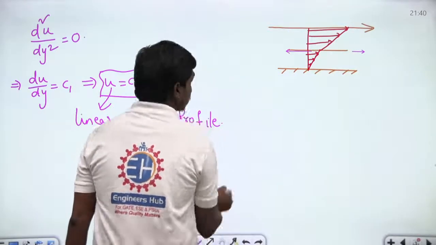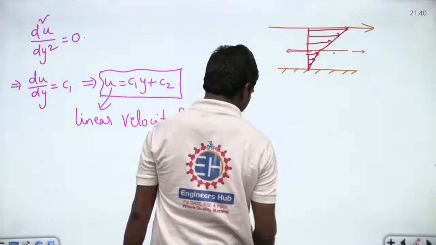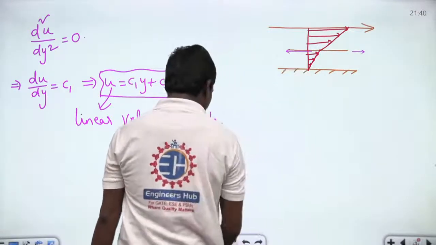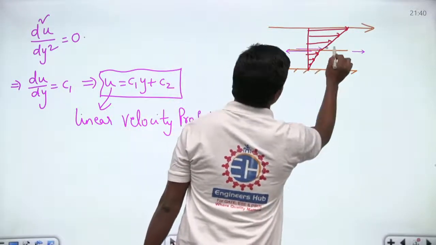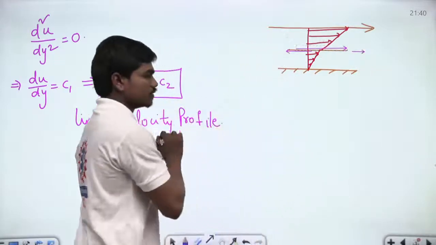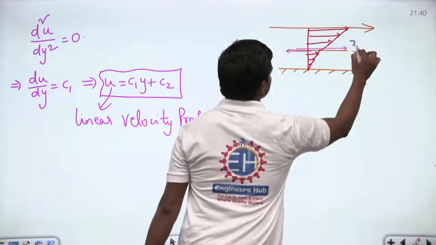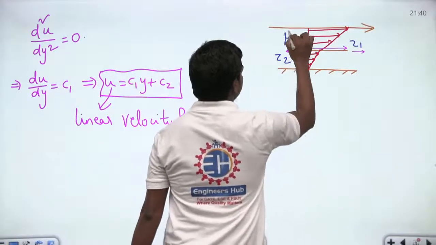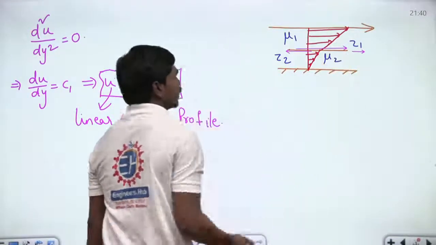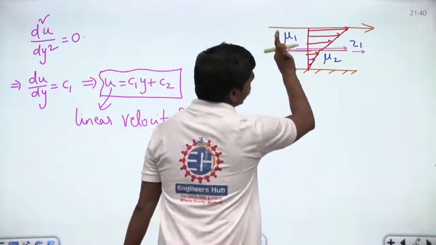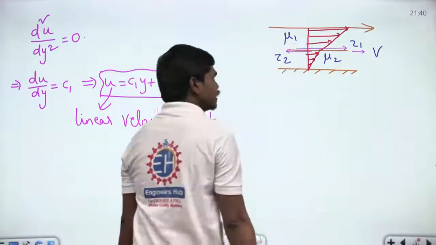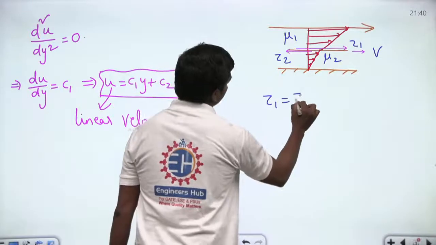Yes, since this layer is moving at a higher velocity as compared to this one, the force will be in this direction, but of course the shear stress due to the top layer will be in this direction, correct? So if you call this tau1 and this tau2, with dynamic viscosities mu1 and mu2, then if this layer of fluid is moving at constant velocity v, you have tau1 equal to tau2, correct?